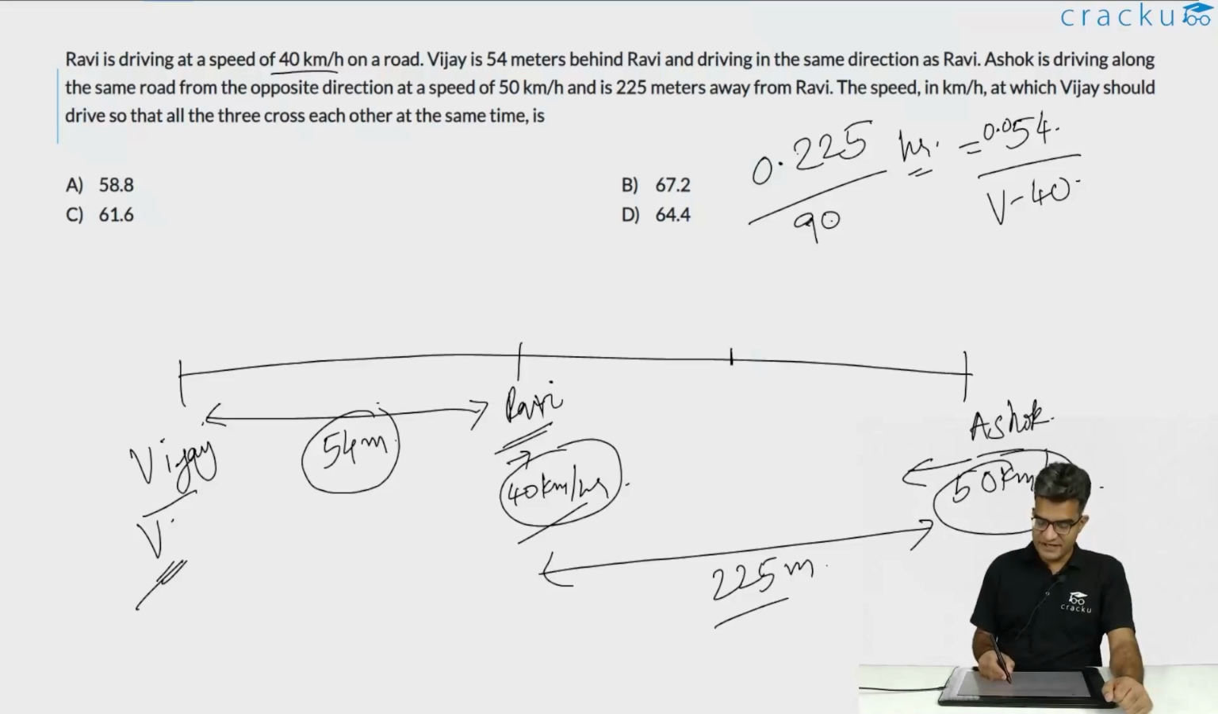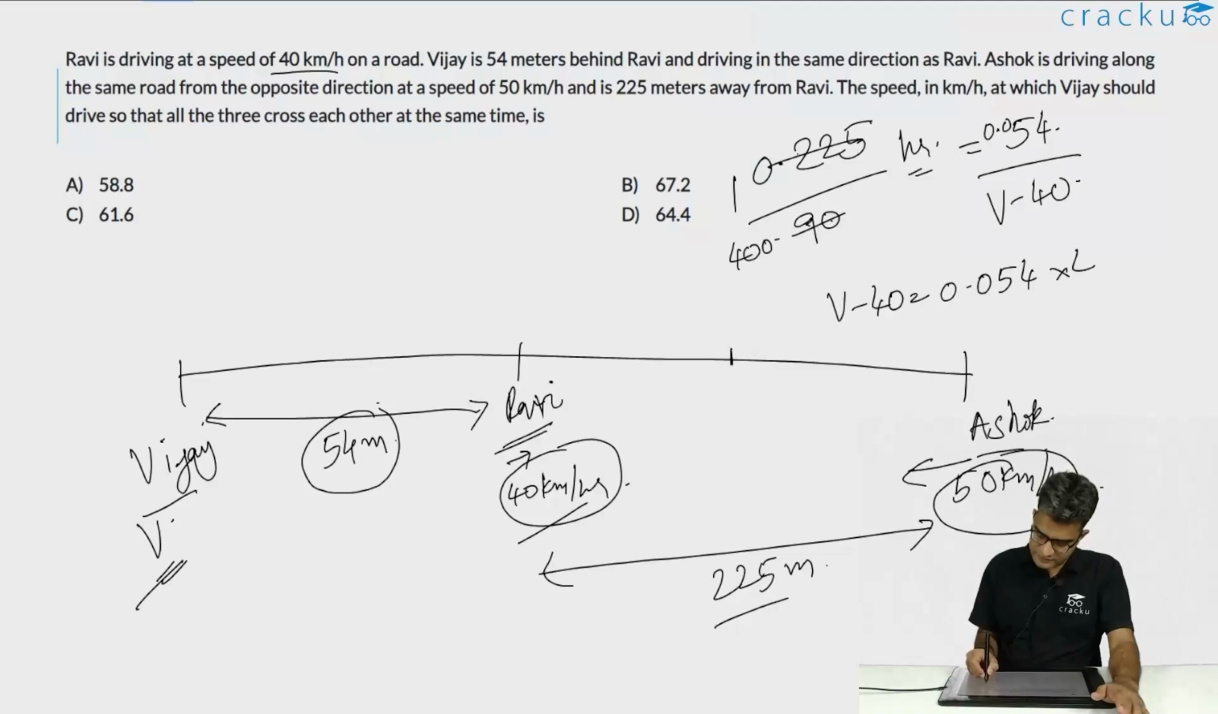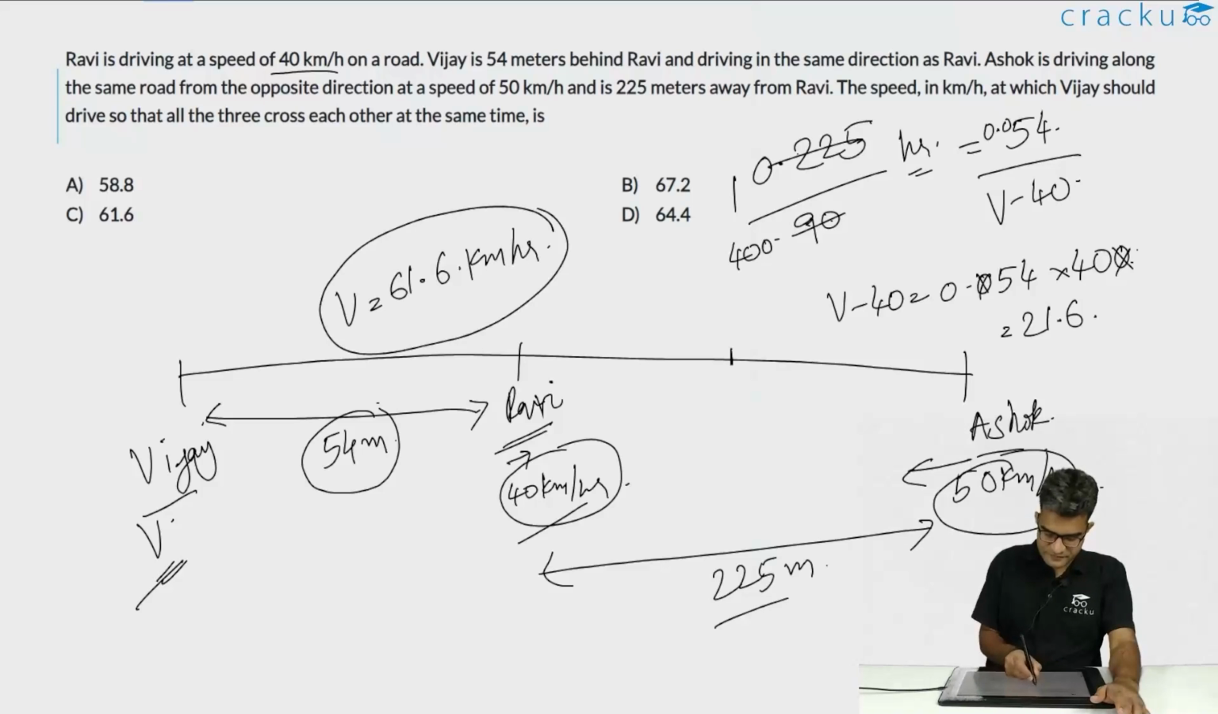0.225 divided by 90 will be 1 by 400, because 0.225 into 400 is equal to 90. So the value of V minus 40 is equal to 0.054 into 400. This is equal to 21.6. So the value of V is equal to 61.6 kilometers per hour. That should be the speed of Vijay, which is option C.